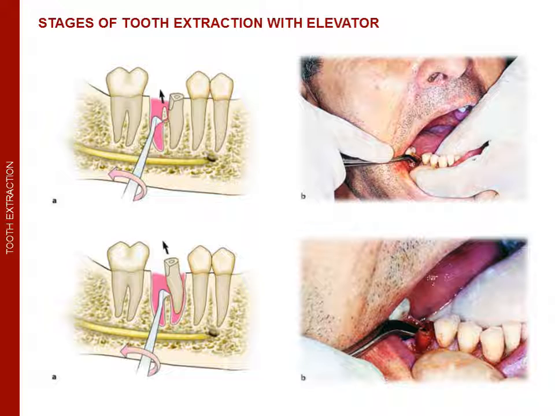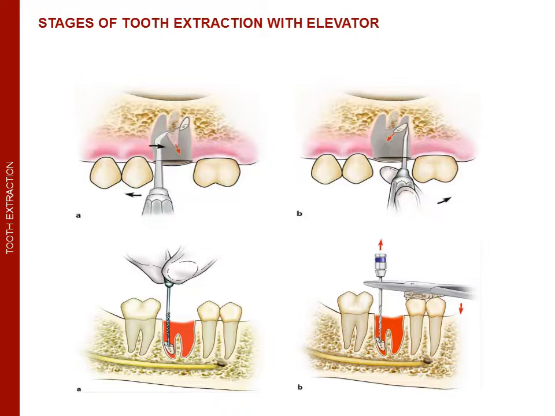After dislocation of one root with a straight elevator, we take an angular elevator with a sharp end and dislocate the second root from the site of the bifurcation. In the event that the top of the root breaks off during removal, it can be removed in various ways, with an elevator or a file.